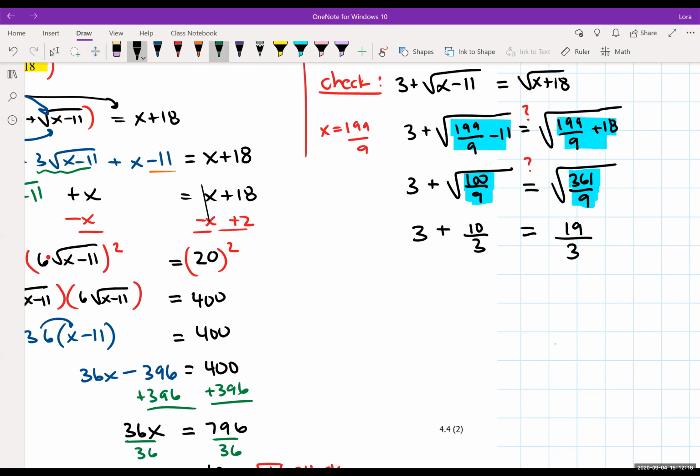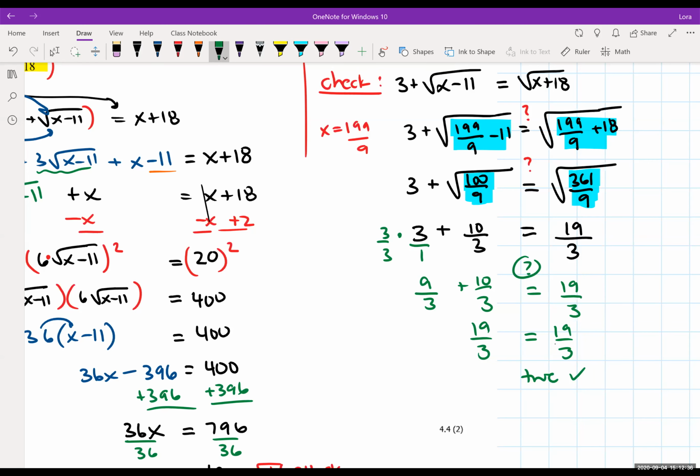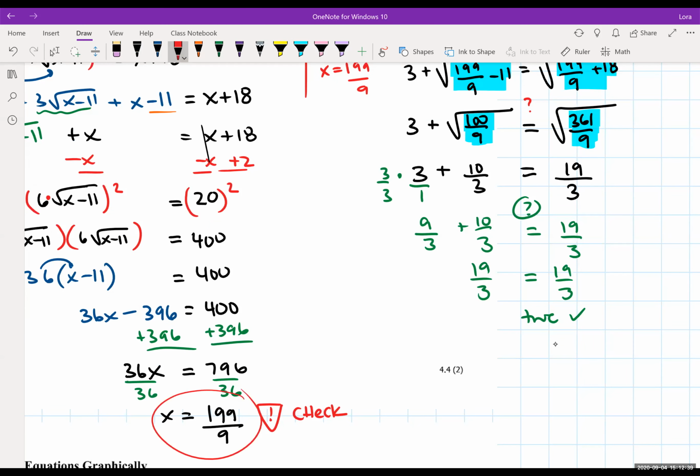This time I'll use my brain because I don't want to switch back, but I need a common denominator, so I multiply by 3 over 3. And I see I have 9 over 3 plus 10 over 3 equals 19 over 3, question mark. It does equal the same thing. So we got a true statement. And if it's a true statement, it means our solution works. So finally, you can restate it or you can circle it. You can just remind yourself that the solution happened to be 199 over 9.